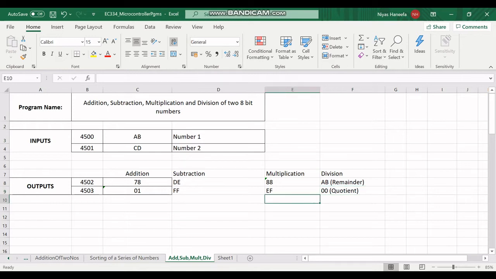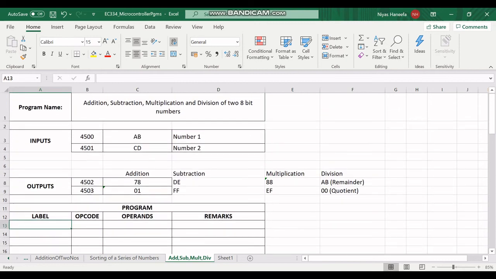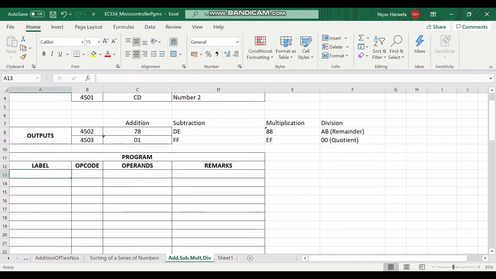Now let us go to the program. Okay, so let's write the program. Addition I am not going to write because we have already discussed that during the second program, I think. So you are supposed to write it by yourself. So let me do the subtraction program. If you understand the subtraction program, you can easily write the addition program also.